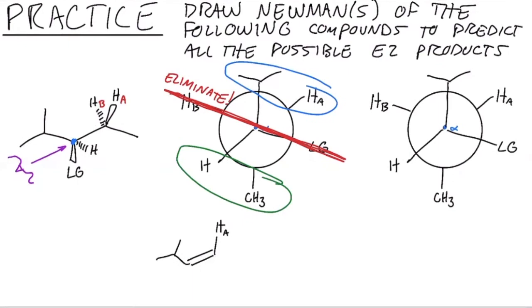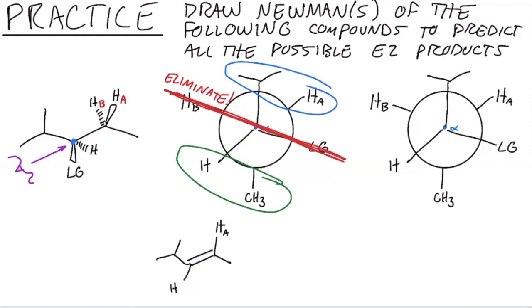So if you follow along the Newman here, we've got this 3-carbon group, and if we follow it along, it has to be connected to the same carbon that that unlabeled H is. So the unlabeled H has to be on this end of the alkene, and by extension, the CH3 has to be too. So that's the product that you get from this elimination using this Newman projection.